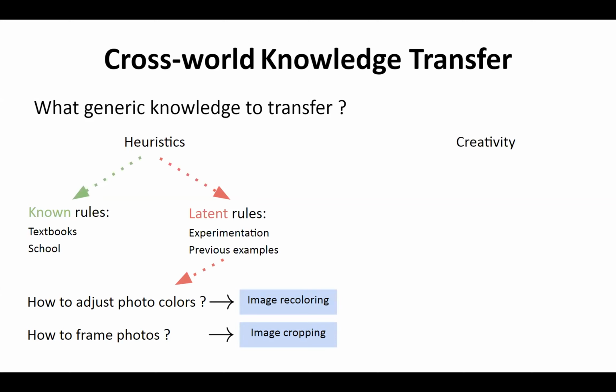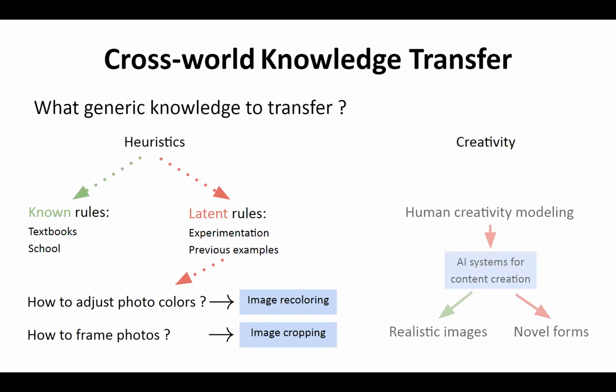The second type of knowledge is human creativity. We believe that modeling human creativity will be important to AI systems for content creation in the future, because we will finally be interested in not only reproducing highly realistic images, but also creating some novel forms that have never been seen before. So the problem here is how to learn such creativity from graphic design data and apply it to some different content creation tasks.